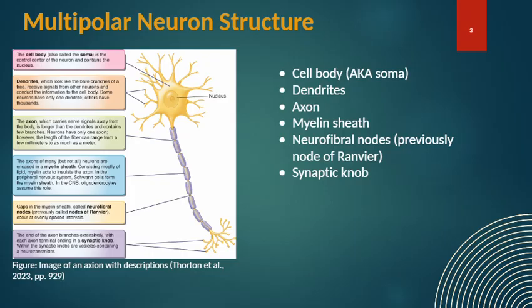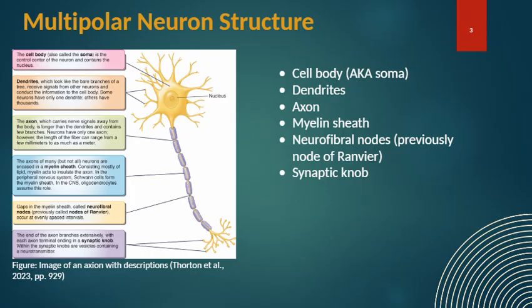when myelin breaks down. Between each segment of myelin are small gaps called neurofibril nodes. You may know these as the nodes of Ranvier. These gaps allow the electrical signal to jump rapidly from one node to the next, which is called saltatory conduction. This jumping dramatically speeds up nerve transmission.